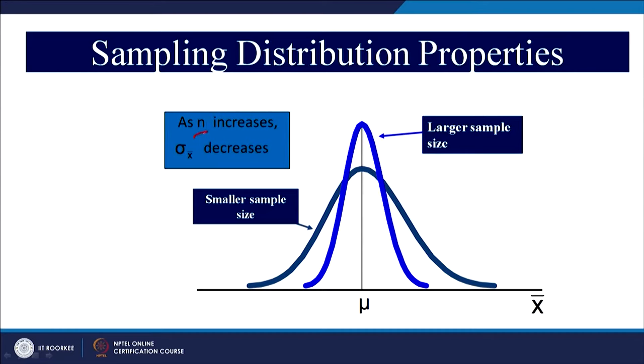So the property of the sampling distribution is that as n increases, as the sample size increases, the standard error of mean decreases. So this is the standard error of mean for a smaller sample size and for a larger sample size. If you look at these two curves carefully, as you increase the sample size, the standard error of mean decreased here, isn't it? Because in the formula it is mentioned like this, isn't it? So, smaller sample size and larger sample size.